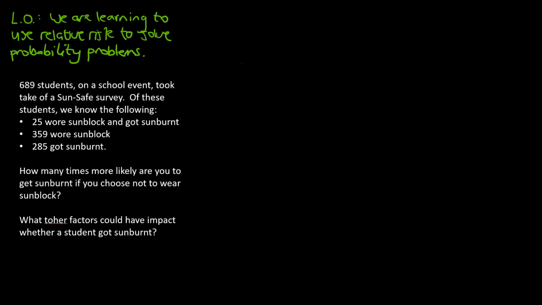Today's learning objective is in green, and we are learning to use relative risk to solve probability problems. I suppose the key word for today is going to be relative risk, and I'll explain what relative risk is a bit more into the video, but before we do that, we have to explore something called absolute risk.